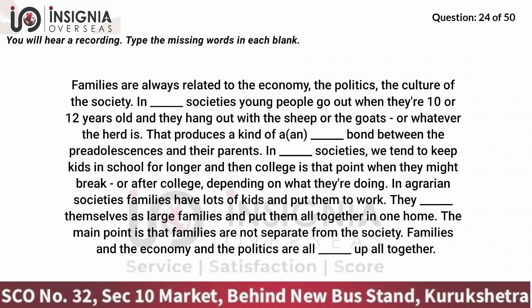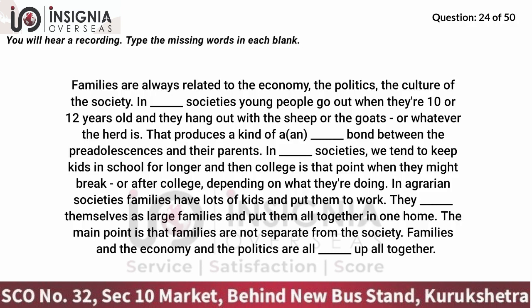The role of family in society. Families are always related to the economy, the politics, the culture of the society. In herding societies, young people go out when they're 10 or 12 years old, and they hang out with the sheep or the goats, or whatever the herd is. That produces a kind of a loose bond between the pre-adolescents and their parents.